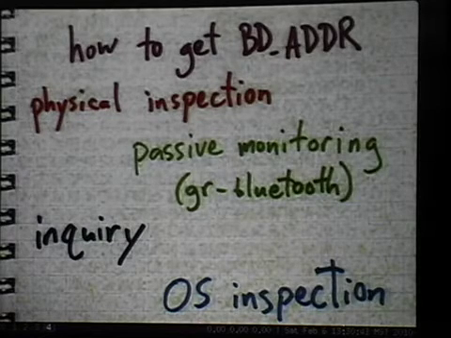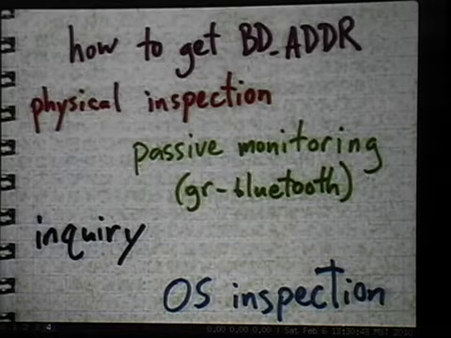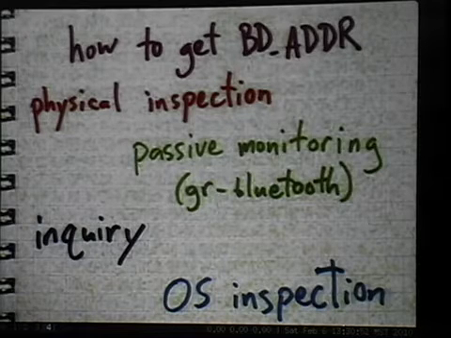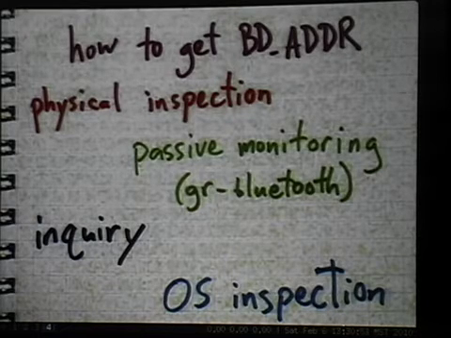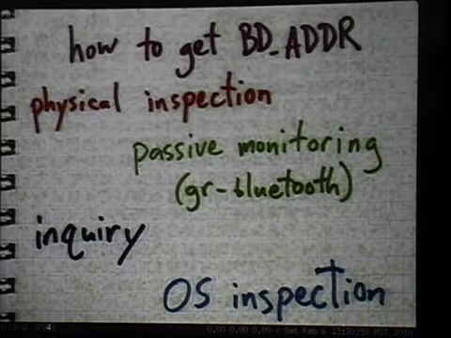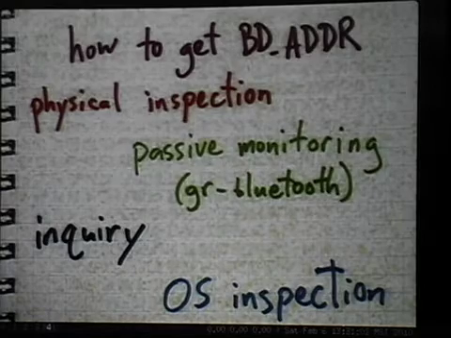So if you just go to any Bluetooth device, like my phone, and I go to the Bluetooth menu and say, find nearby devices, what I'm doing is an inquiry. The hcitool inq command allows you to do an inquiry from the command line. Another way to get addresses is by inspecting the operating system of the host computer.